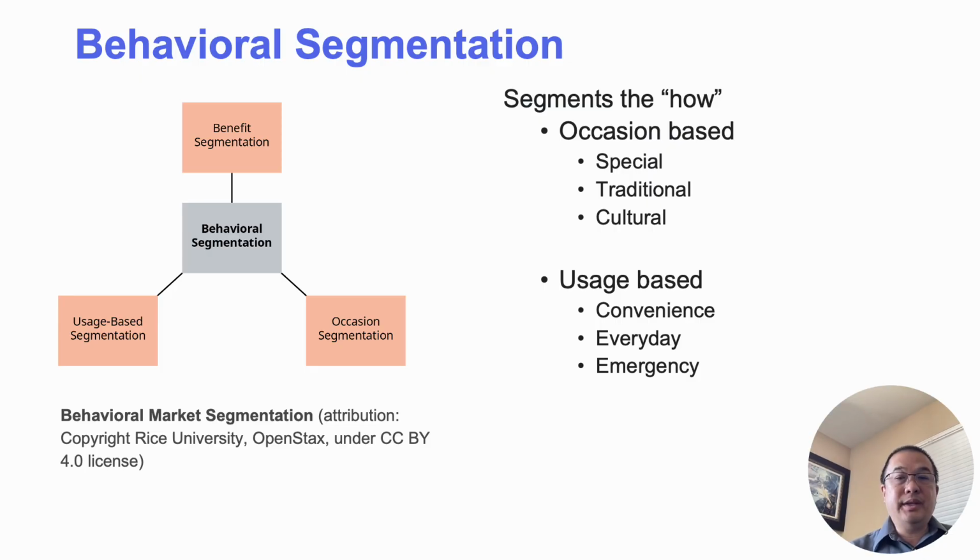Number 3, usage-based segmentation. Customers are grouped according to how they use a product. The slide lists convenience. Customers buy products because they are quick and easy. Examples include instant coffee, fast food, and food delivery apps. Everyday usage: products used regularly. Examples are soap, milk, and coffee. Emergency usage: products bought only when needed urgently. Examples would be batteries during a power outage, medicine when sick, umbrellas during unexpected rain.